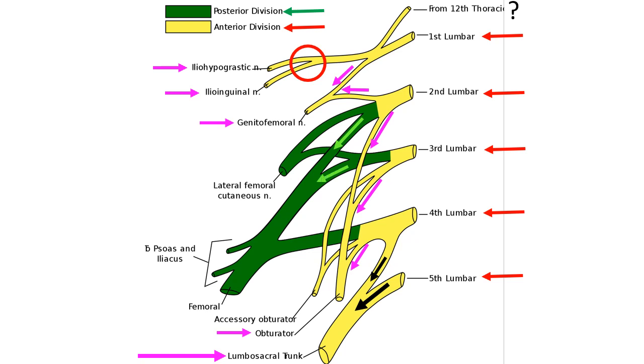Now L2, L3 and L4 posterior divisions will form the femoral nerve. L2, L3 will form the lateral cutaneous nerve of the thigh.